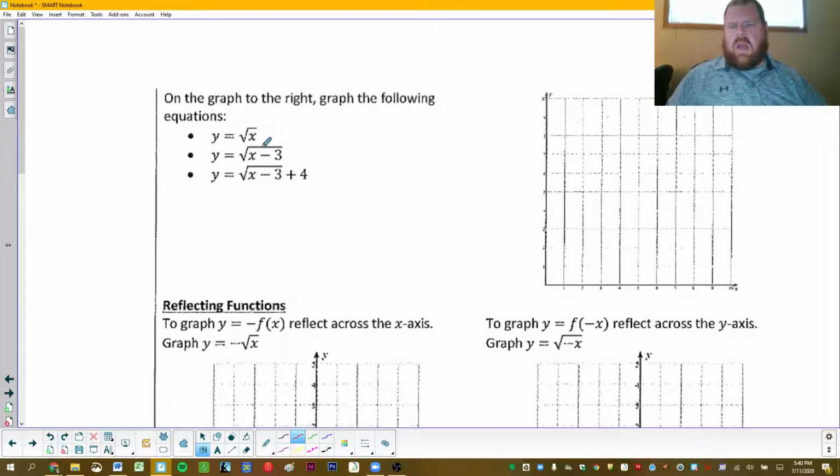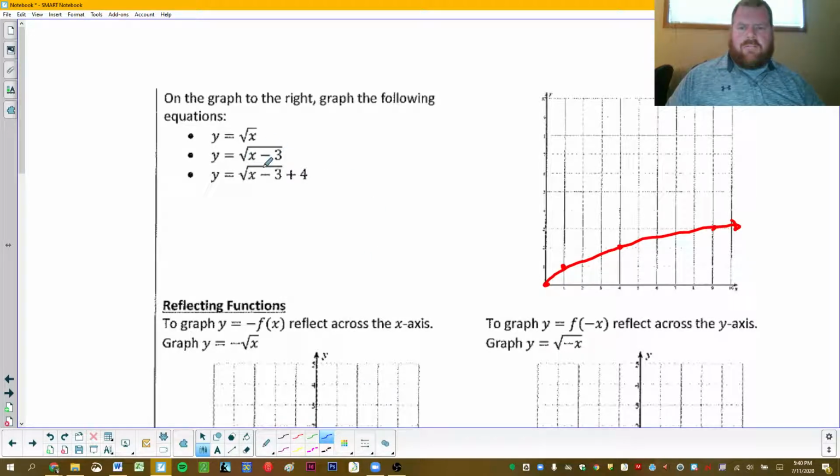We'll do the square root of x in red, and square root of numbers. I know that square root of 1 is 1, square root of 0 is 0, square root of 4 is 2. And I guess I have square root of 9 is 3 on here as well. So this is our parent function for this example.